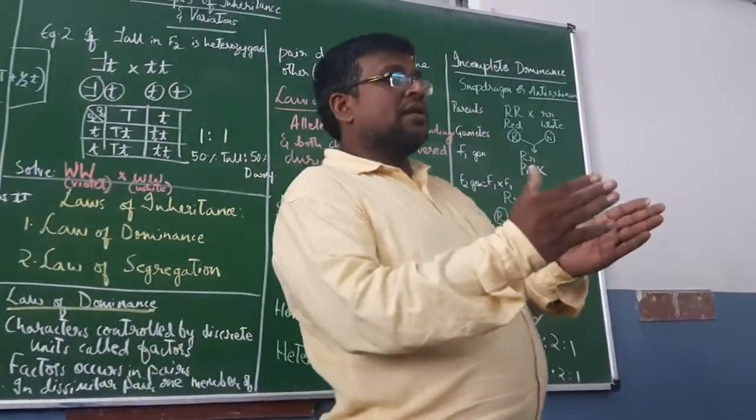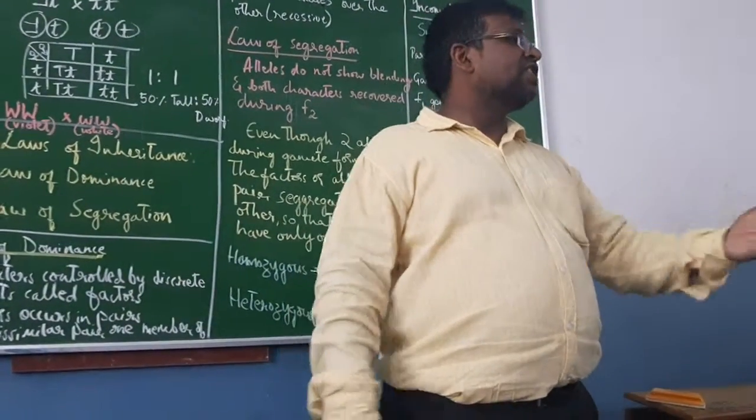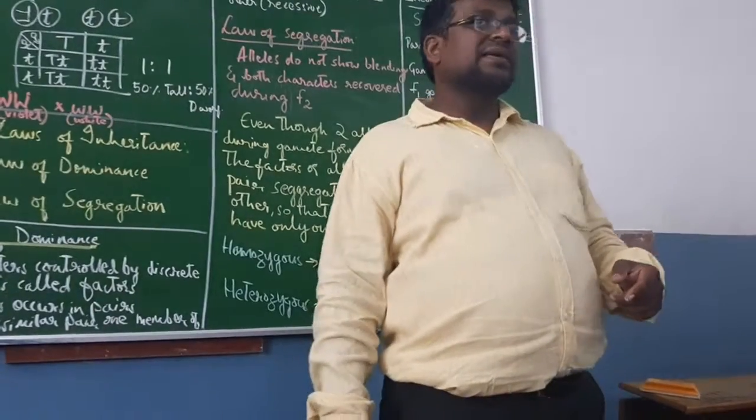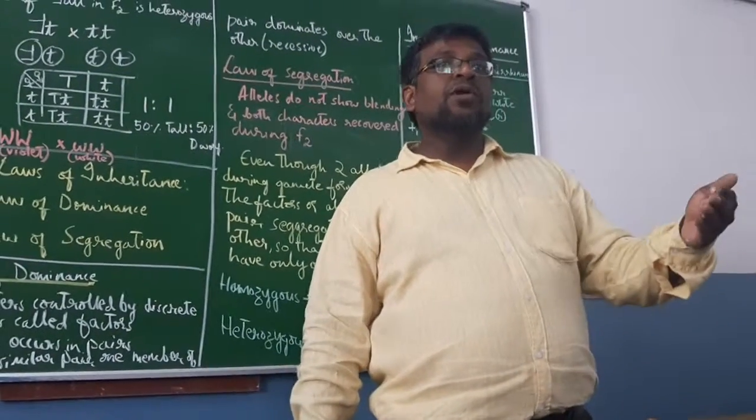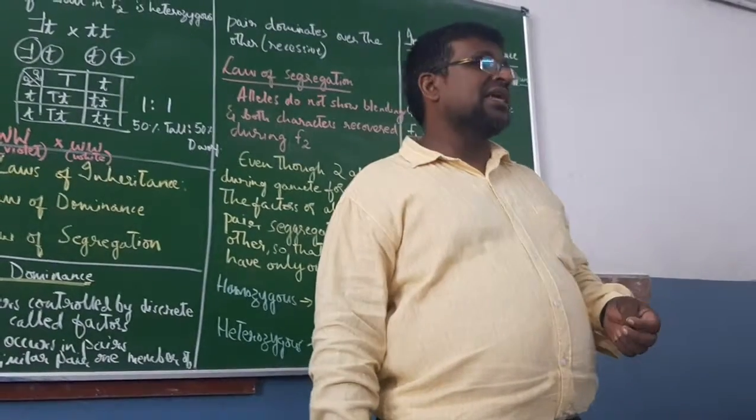Now these are all the general monohybrid cross, but there is a deviation from Mendelian principles. The deviation in the Mendelian monohybrid cross, we call it incomplete dominance.